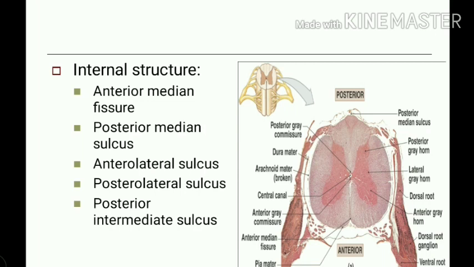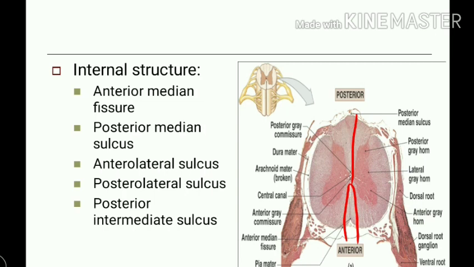Now, the internal structure of the spinal cord. The spinal cord is divided into two equal halves by the anterior median fissure. You can see here is a fissure, and the posterior median septum. So it is divided into two equal halves.